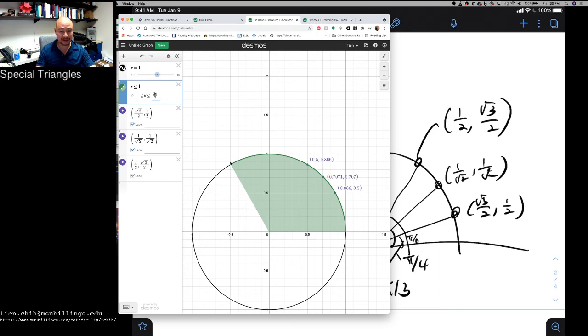If this is pi over 3, then the height is still root 3 over 2. My base here is 1/2, but my x value is now negative. So if I say, hey, minus 1/2 comma square root of 3 over 2, hey, that's exactly that point. And so I can do this in the other quadrants as well by just finding the appropriate triangles to match those angles, and then change the sign appropriately depending on whether or not my x and y values should be positive or negative.